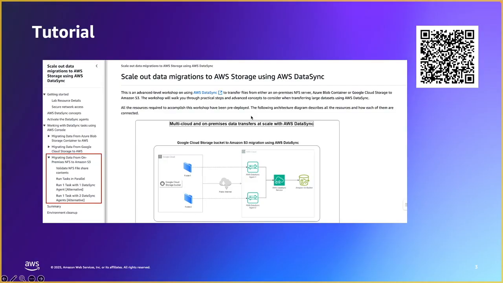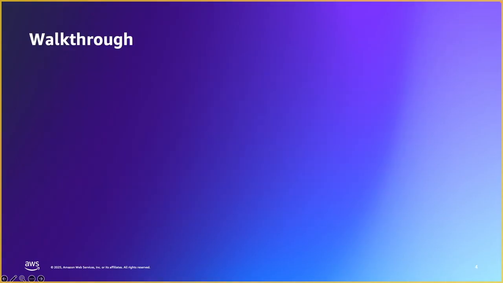Today we will be using this workshop as a reference, scale out data migration to AWS storage using DataSync. There are multiple use cases here, and in this part one, we'll be focusing on the simplest one, which is migrating the data from on-premises to S3. If you are interested to try it out for yourself, this is the QR code listed in this top screen. So let's get this started. I'll switch to the console to walk through this process.